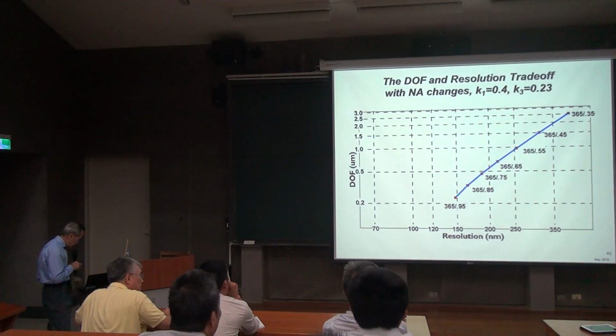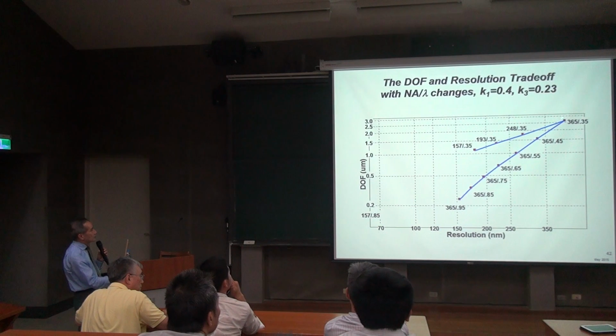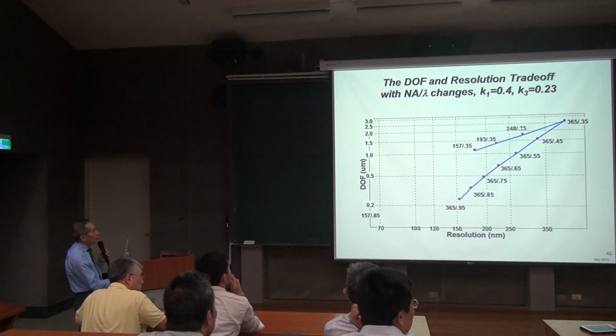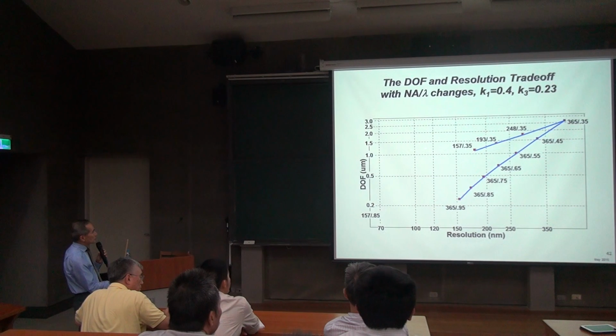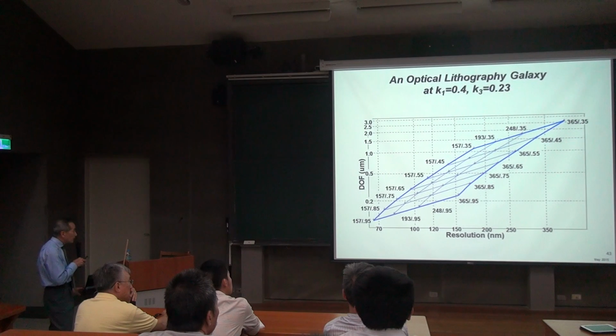I also plot a constant NA line and change the wavelength. And we can see when you change the wavelength, of course, shorter wavelength will give you better resolution, but less depth of focus. However, this curve is much slower than this curve, right? So I keep on doing this.